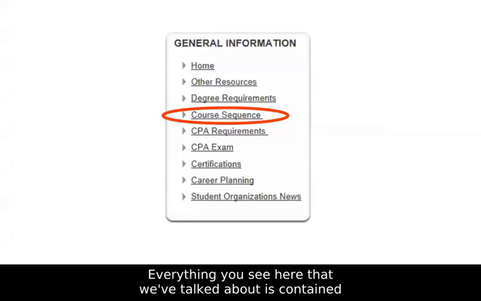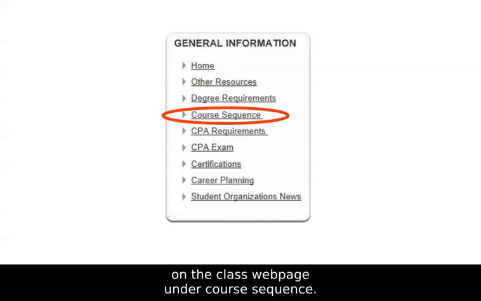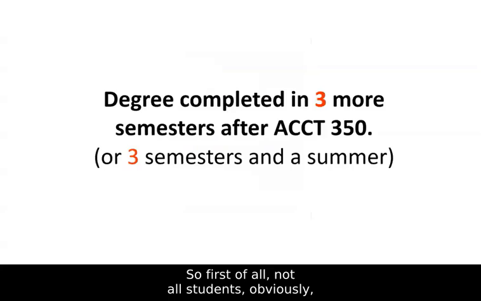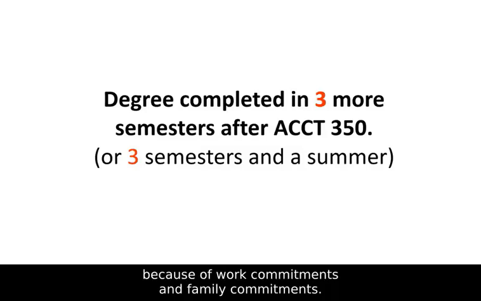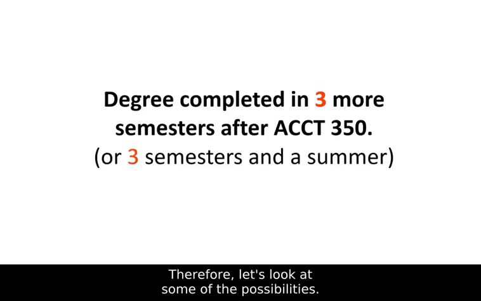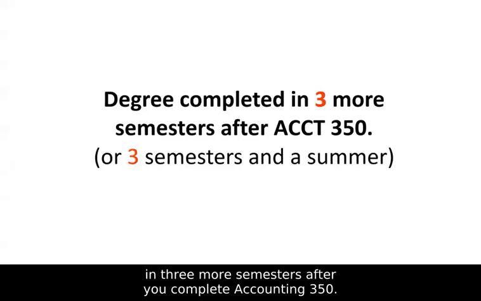Everything you see here that we've talked about is contained on the class webpage under course sequence. So first of all, not all students, obviously, complete their degrees in the same number of semesters because of work commitments and family commitments. Therefore, let's look at some of the possibilities. So the first example is if you complete your degree in 3 more semesters after you complete Accounting 350.